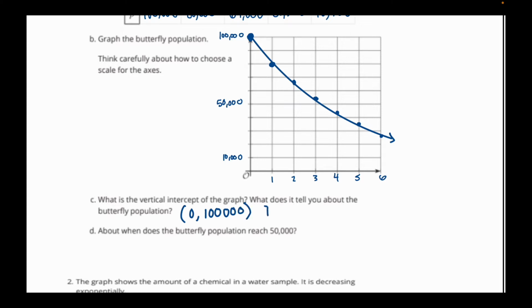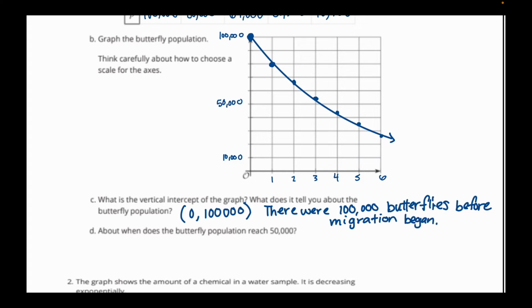And we can say there were 100,000 butterflies and this was before migration. We'll say before migration began. That one's a little better.